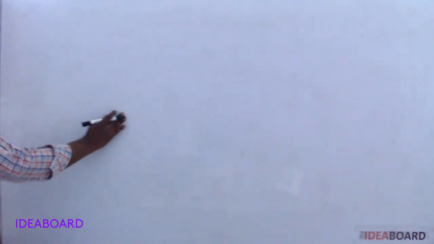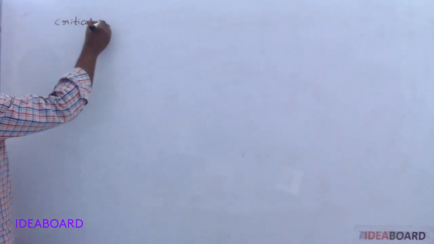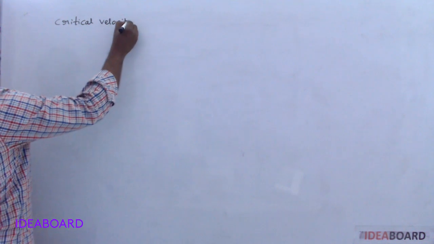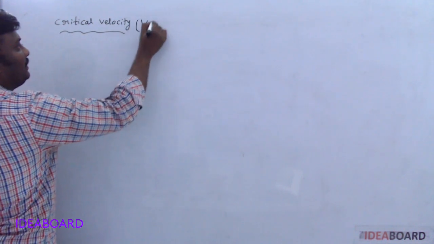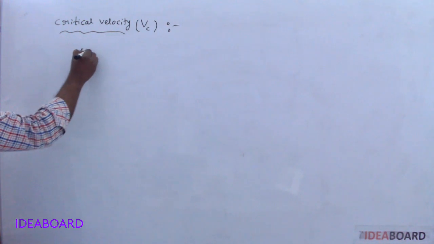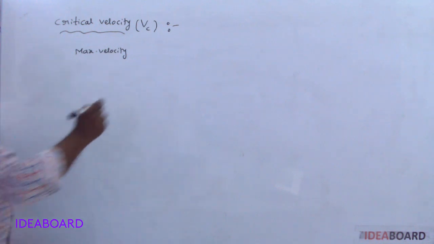Now we are discussing the critical velocity. The symbol is Vc. Critical velocity is the maximum velocity of a fluid in a tube for which the flow remains streamlined.